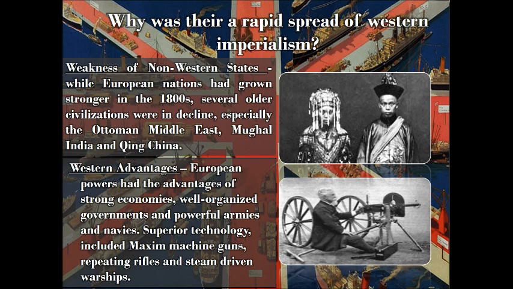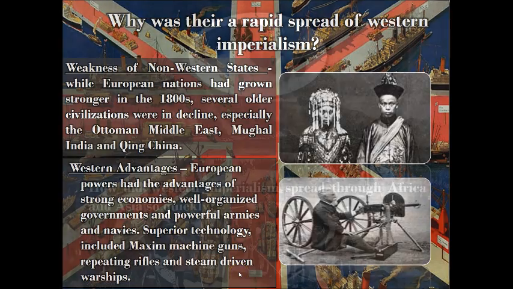Why was there a rapid spread of Western imperialism? First, the weakness of non-Western states. While European nations had grown stronger in the 1800s, several older civilizations were in decline, especially the Ottoman Middle East, the Mughal Empire in India, and the Qing Empire in China. There were also Western advantages. European powers had the advantages of strong economies, well-organized governments, and powerful armies and navies. Superior technology included the Maxim machine guns, repeating rifles, and steam-driven warships.